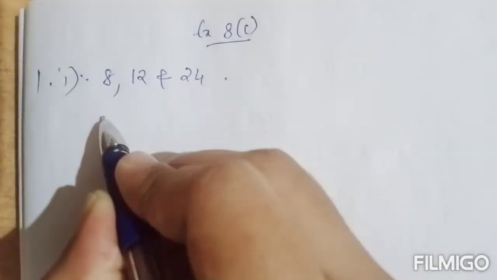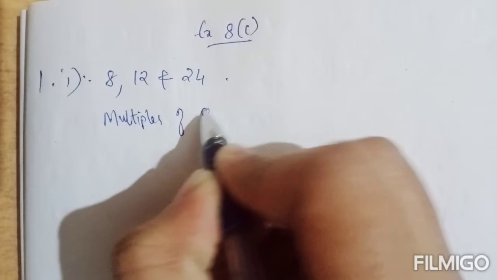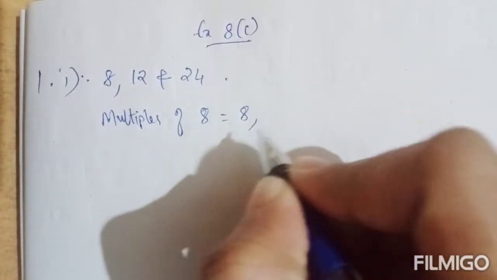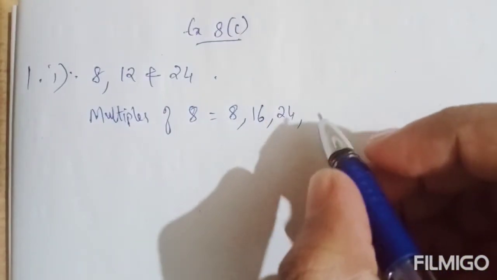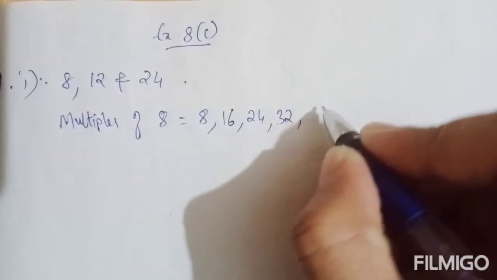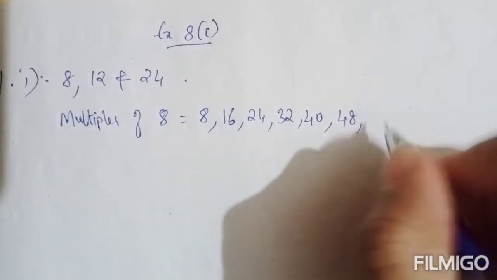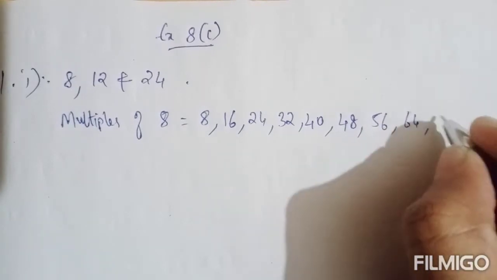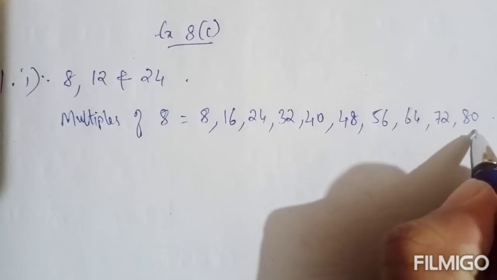Okay, first we can write the multiples of 8. What are the multiples of 8? 8 into 1, 8. 8 into 2, 16. 8 into 3, 24. 8 into 4, 32. 8 into 5, 40. Then 8 into 6, 48. 8 into 7, 56. 8 into 8, 64. 8 into 9, 72. 8 into 10, 80. Let us write up to 80 only.